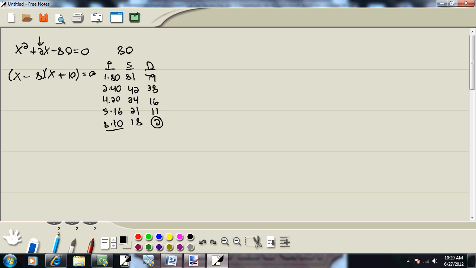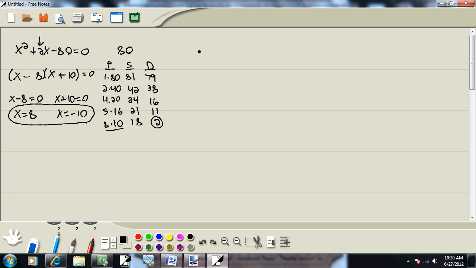Now zero factor property says if you get 0 on one side and you factor the other side, you can set each factor equal to 0. So I'll set x minus 8 equals 0 and x plus 10 equals 0. And I solve each one of those and I get x equals 8. And I get x is equal to negative 10. And those are our two answers.